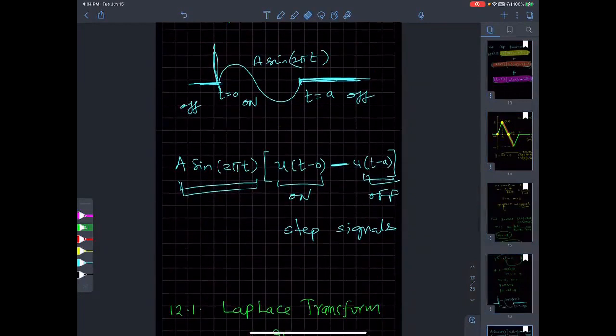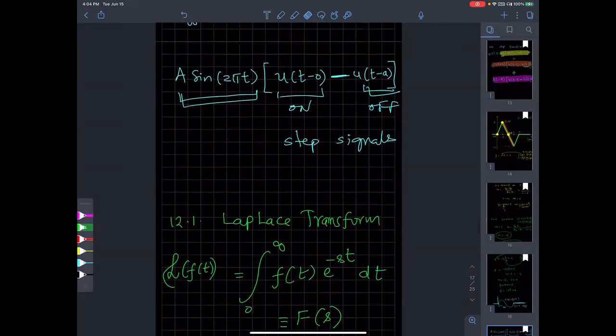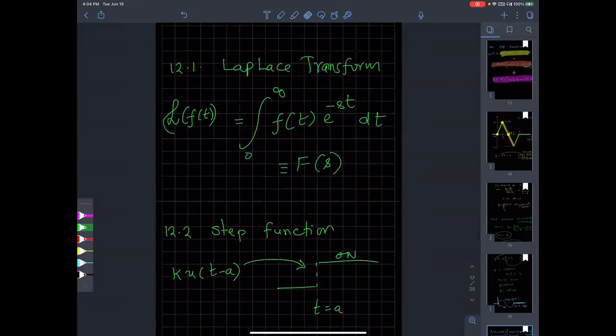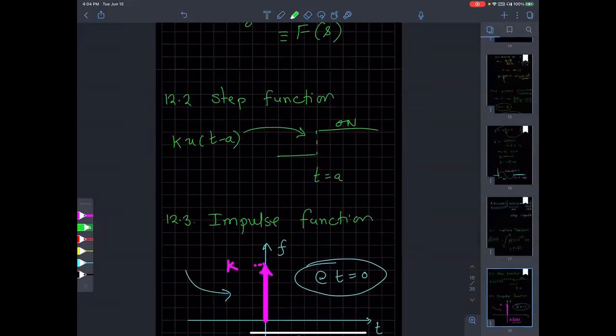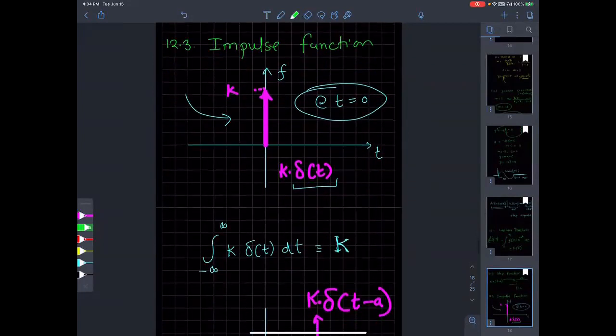If you were to see this sine wave, how would you turn it on? And how would you turn it off? And then I went back to the idea that the definition of Laplace transform is that integral. There is a step function which can turn on and off. And then we discussed the idea of impulse function.